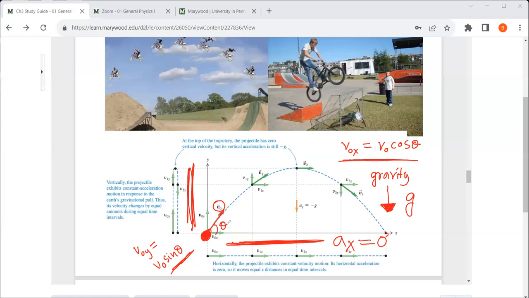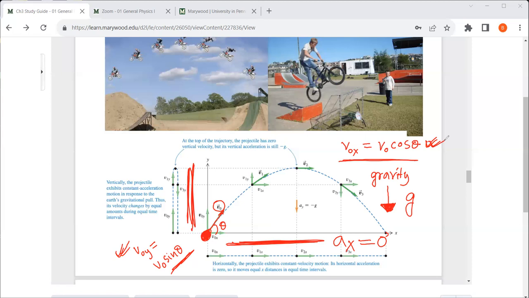If a vector makes an angle theta with the horizontal, then we can break it into components. This is the x component, v0 cosine theta, because cosine theta is related to the adjacent side. And this is v0y, the y component, and because it is opposite to theta, we should have the sine function here, v0 sine theta. So this is the y component and this is the x component.